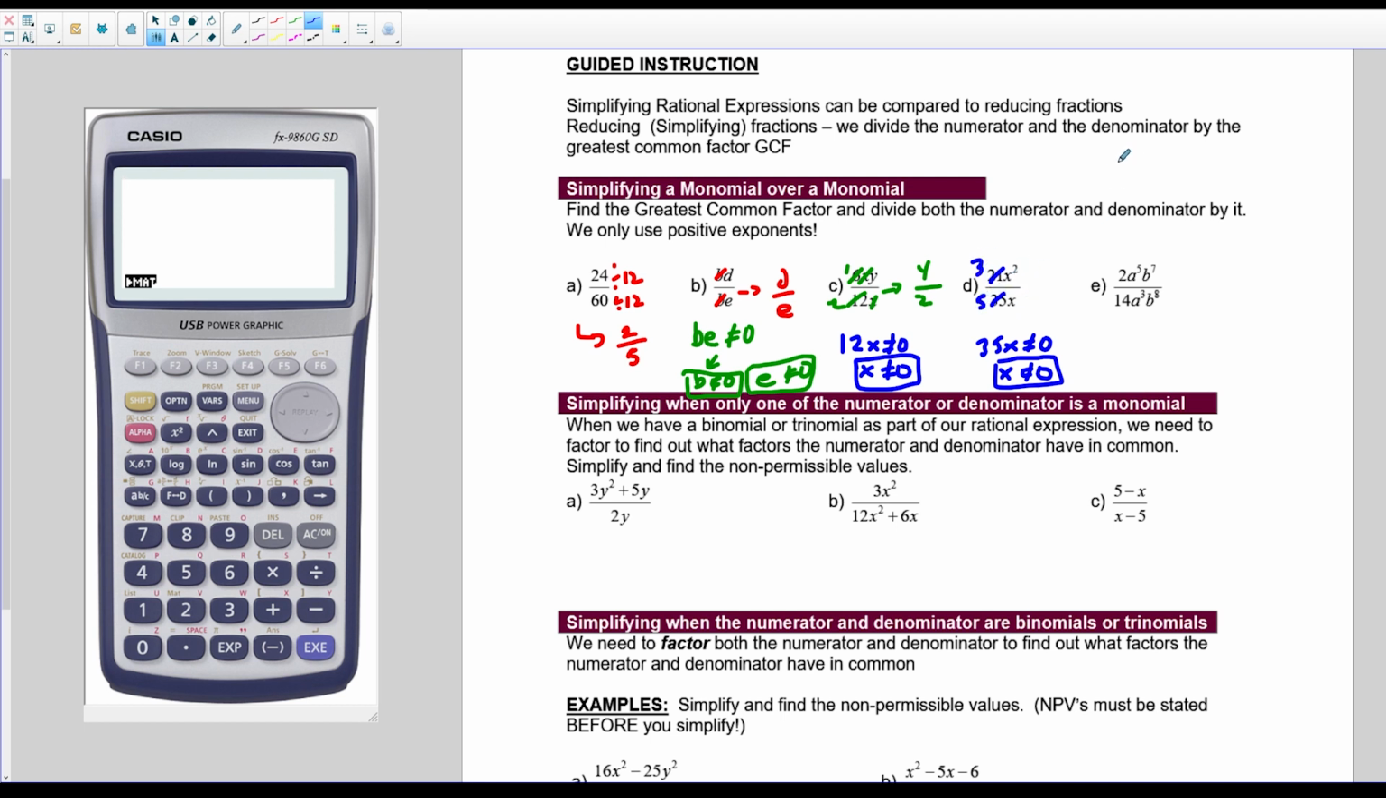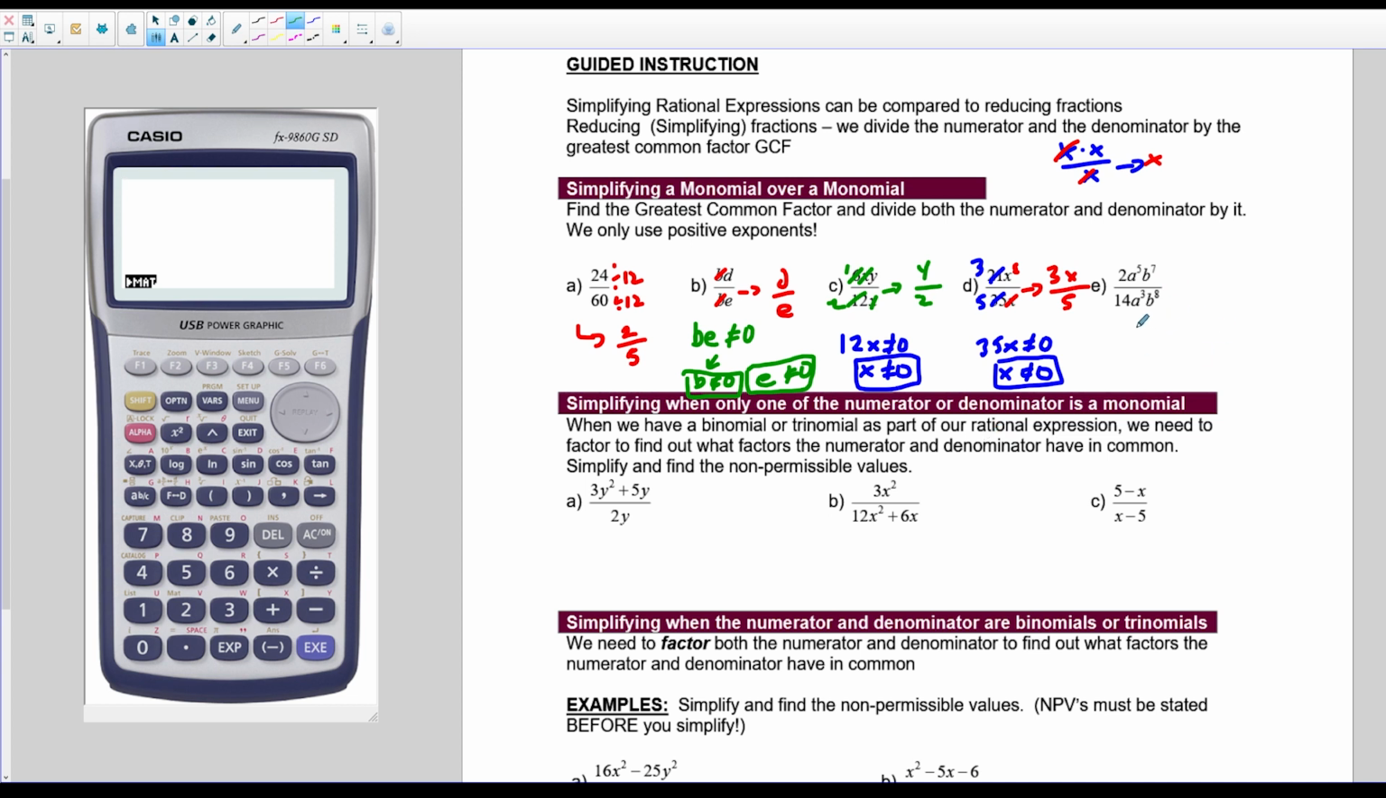I have an x squared on the top and an x squared on the bottom, so I can actually think of it like this: x times x on the top divided by x. Really all we're doing is getting rid of an x on the top and an x on the bottom, and we're left with an x. So here we're getting rid of one of the x's on top, one of them on the bottom, and now we're left with 3x over 5 with my NPV of x cannot equal to 0.